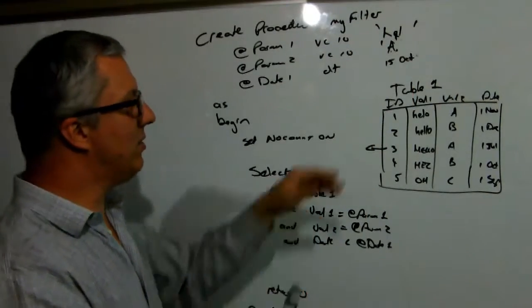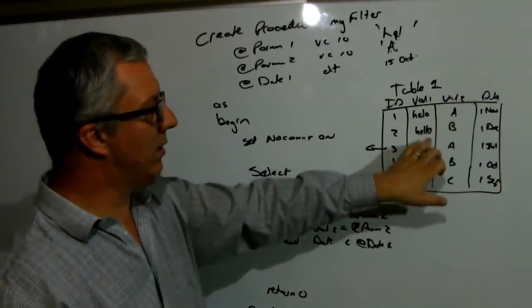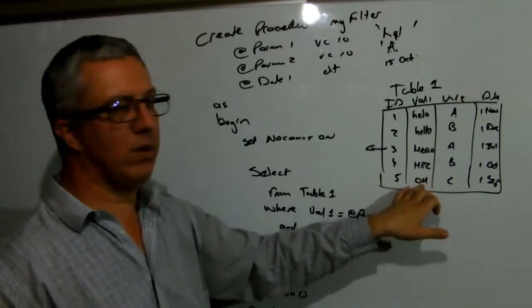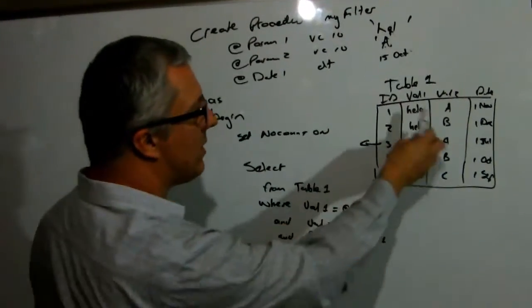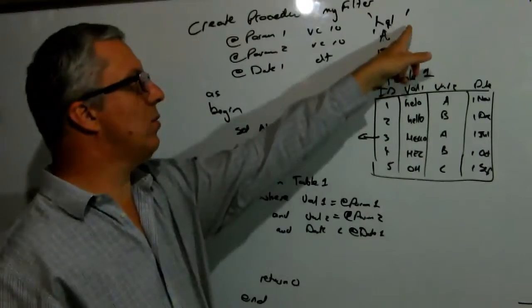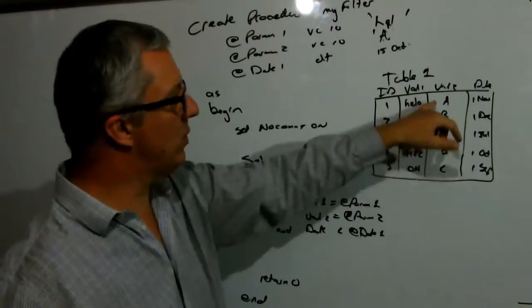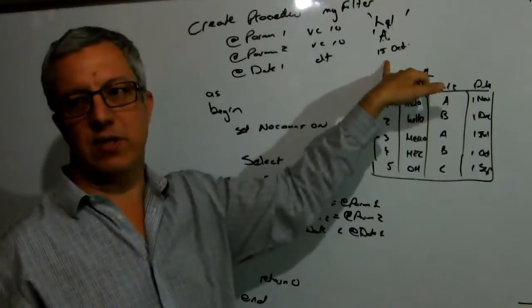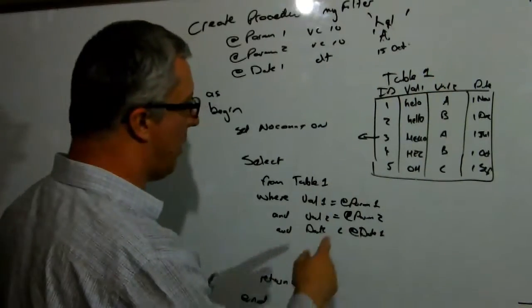So I want everything. So I technically want number 1, number 2, number 3, number 4. I don't want number 5. So it's got hell somewhere in the name. That's the ones I want. And then I only want the ones with A and the ones before 15 October. So that's what I want. So now how am I going to change this?